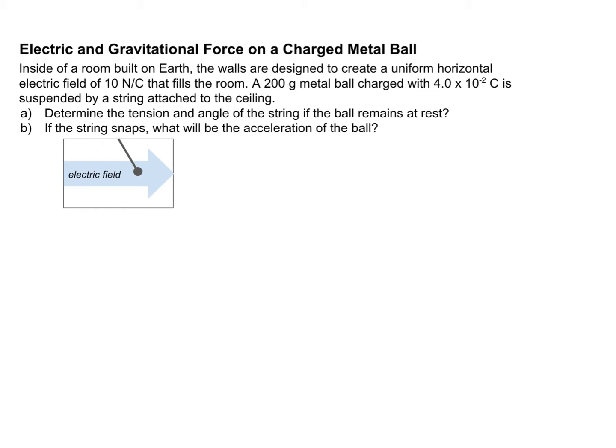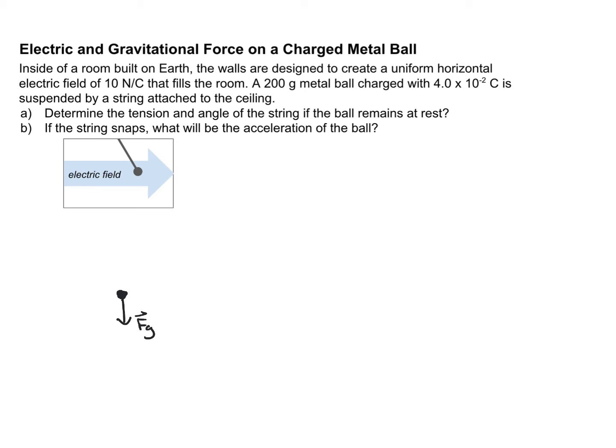So this is a dynamics question. We have an object that is going to be at rest, and that means the forces have to be balanced. So I'll draw a free body diagram of it. This object has gravity pointing down, and it's got an electric field applying an electric force onto it.